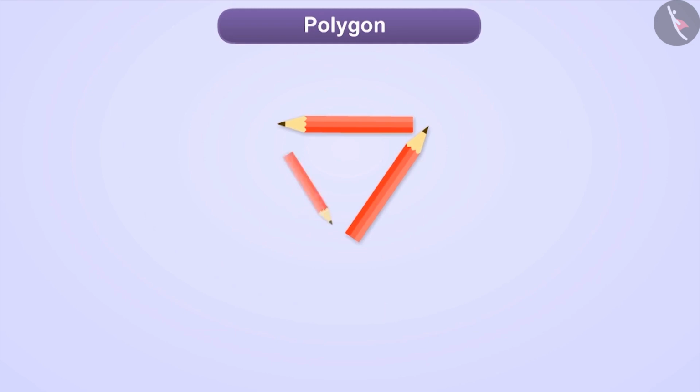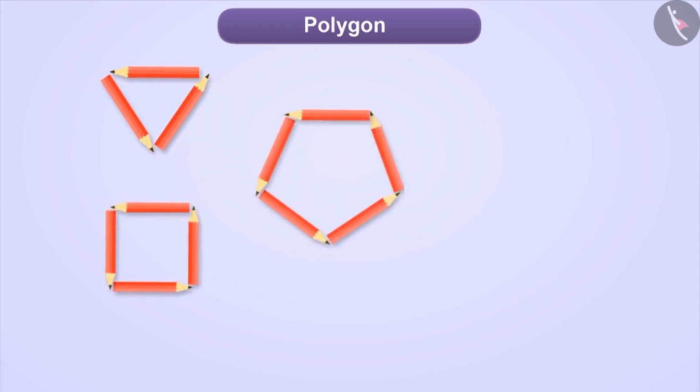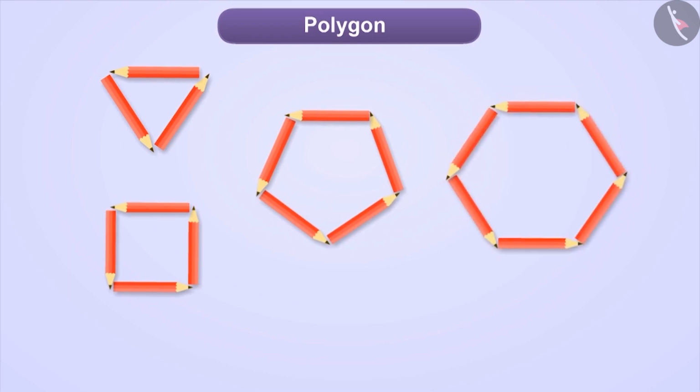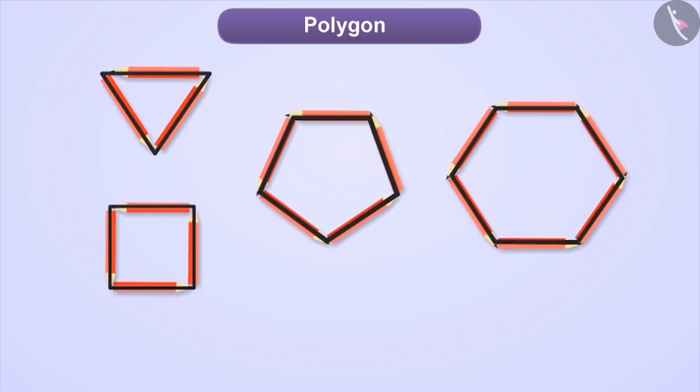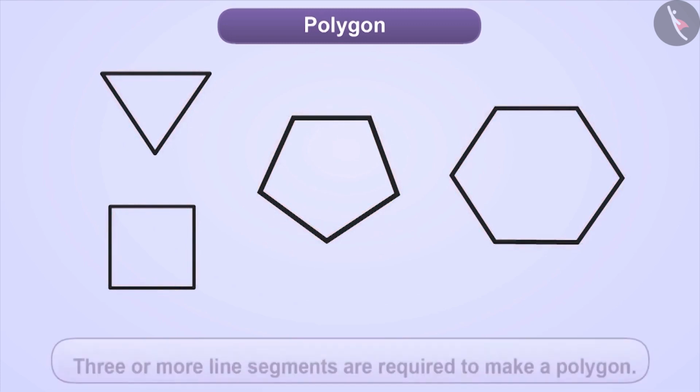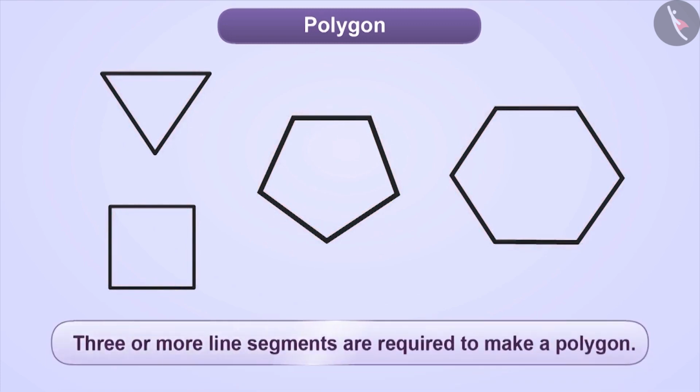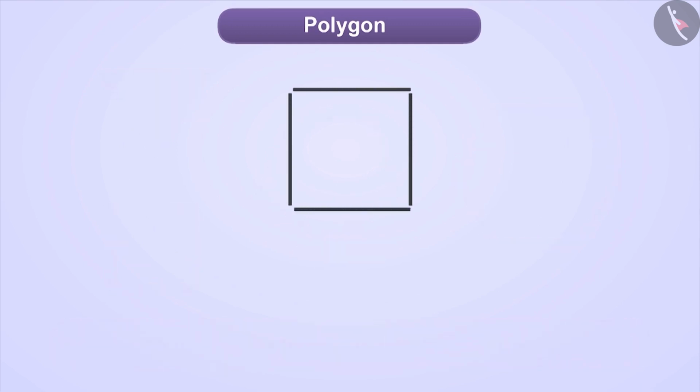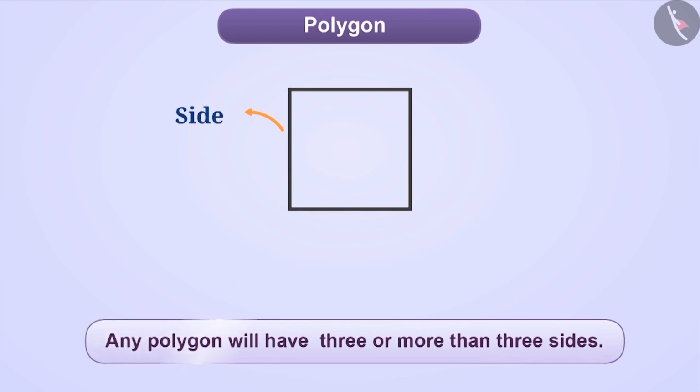But if we take three pencils, then we can definitely make a polygon. Similarly, we can make polygons from 4, 5, 6, etc. pencils. In this way, we can say that 3 or more than 3 line segments are necessary to draw a polygon. Such line segments which form a polygon are called sides of polygon. Therefore, a polygon has 3 or more than 3 sides.